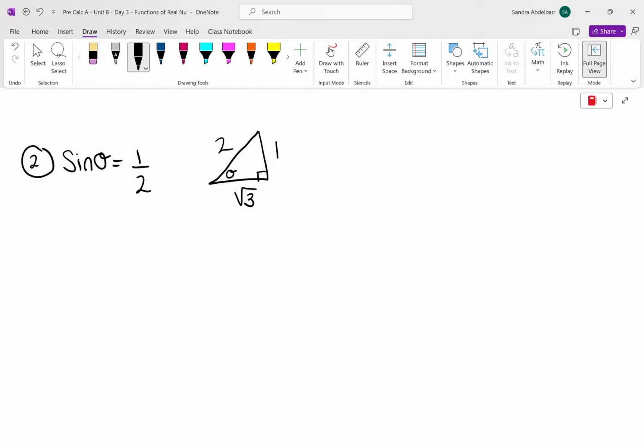So which angle is the theta, the 30 or the 60? 30, you got it. So we know theta is equal to 30 degrees, which is the equivalent to what in radians? Pi over 6. Are these good ones to memorize? It is good to memorize the 30, the 60, the 45.